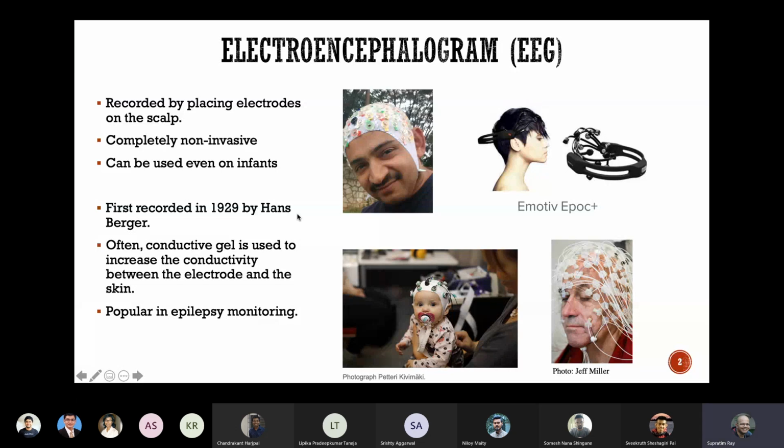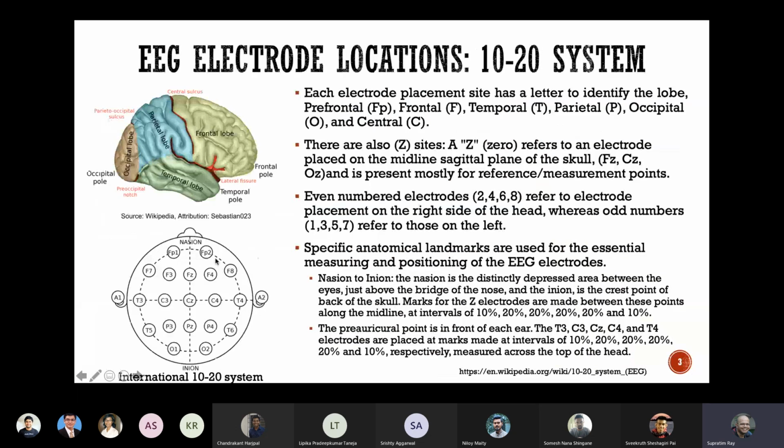There are different standard ways of putting the electrodes. This, for example, is what is called the 10-20 system, and these electrodes are named based on which lobe they are on. There's the occipital lobe at the back of the brain, temporal lobes on the sides, this is the parietal area, this is the central area, this is the frontal area. This is FP1, I think the frontal pole. So this is the 10-20 system, in which these are the electrode positions.